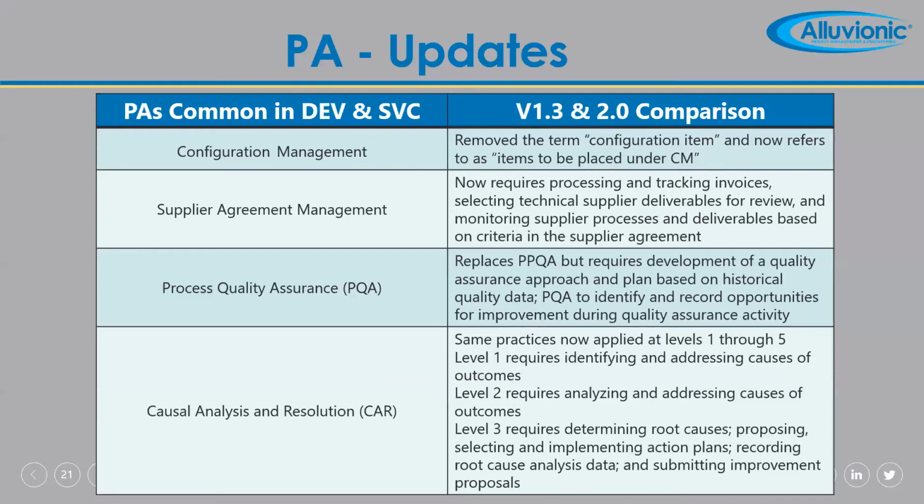And then finally, at level 3, it requires you to determine root causes. You have to propose and select and implement action plans, and you have to record root cause analysis and submit improvement proposals based on those actions you took. So if you find the root cause of something and you implement an action plan and that seems to fix it, then you would turn around and submit an improvement proposal to the organization, saying this is how we can fix and make this process better based on our causal analysis. So even now, everybody will have to have some form of a causal analysis and resolution process, no matter what level you're at, and that was not true before.